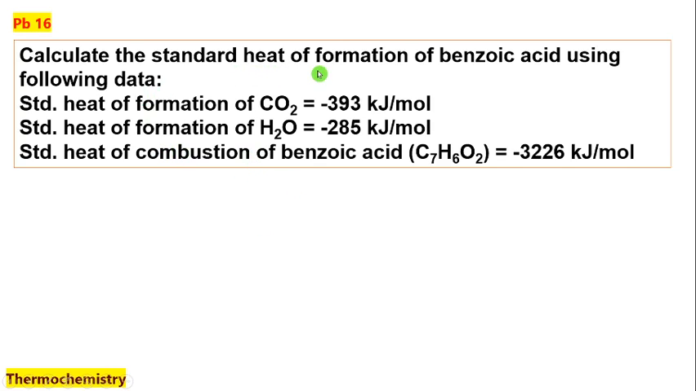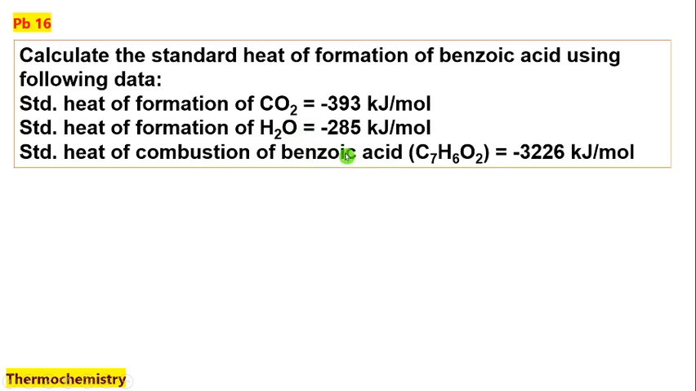Here you have to find out the standard heat of formation of benzoic acid, given the standard heat of formation of carbon dioxide and water, right? So the heat of formation data for carbon dioxide and water is given. When you say heat of formation, they are produced from elements. Carbon plus 2 oxygen gives you carbon dioxide. That is the heat of formation. Similarly, water: 2 moles of hydrogen H plus 1 mole of oxygen gives you H2O.